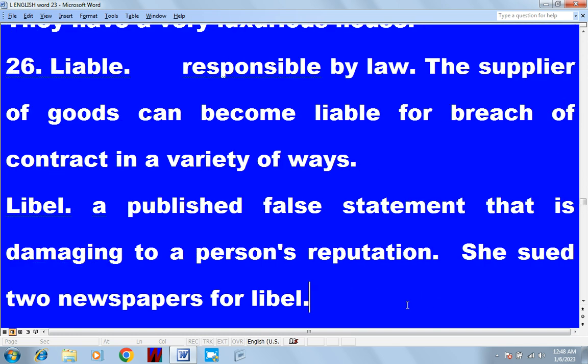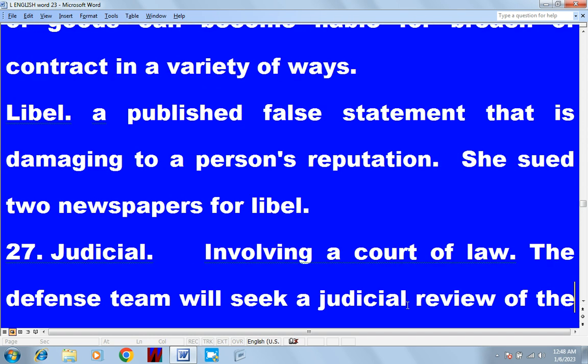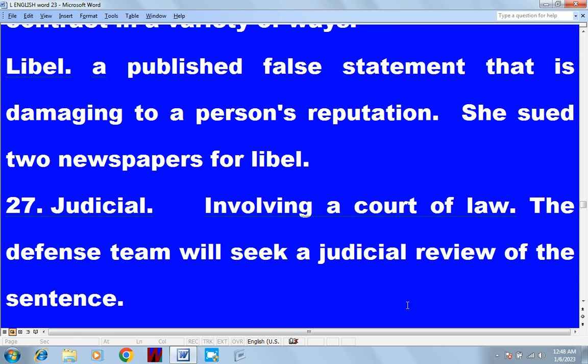Liable: responsible by law. The supplier of goods can become liable for breach of contract in a variety of ways, means he is responsible for all things. Libel: a published false statement that is damaging to a person's reputation. She sued two newspapers for libel.